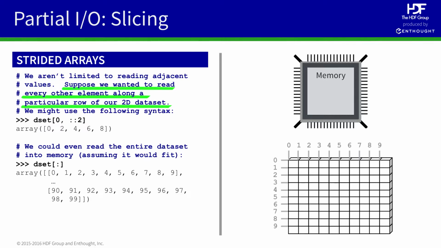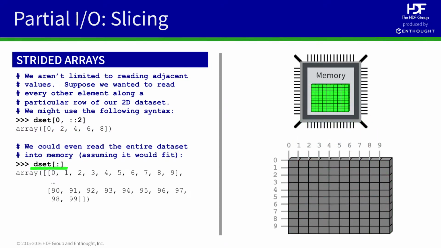Suppose we wanted to read every other element along a particular dimension. In this example, we want to read the first row, row 0, and every other element along the column direction. So HDF5 goes out and finds the first row, then it locates every other column, reads that information, and combines it into one array that can be returned to memory and to NumPy. And of course, if we wanted to read the entire dataset, assuming it would fit, we can then retrieve the entire contents of the HDF5 dataset as a real NumPy array.